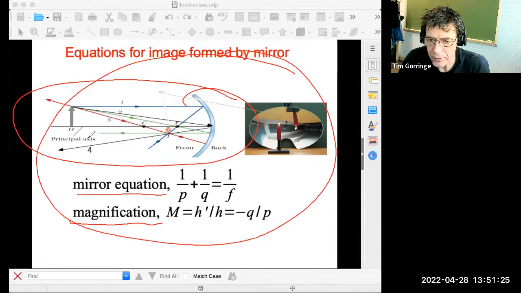So will the final be 50% new material and 50% old material? No. The final is 1/3 material on the first test, 1/3 material that was on the second test, and 1/3 the new material. 1/3, 1/3, 1/3 to answer that question.